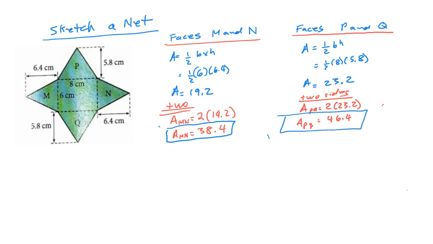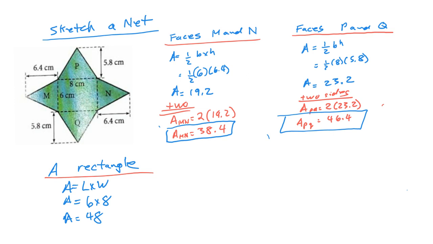Okay, and now we just have to find the area of the base of the square. So let's figure it out. The area of the rectangle on the bottom is going to be just A is equal to length times width, which is 6 times 8, which is 48. So the area is 48.